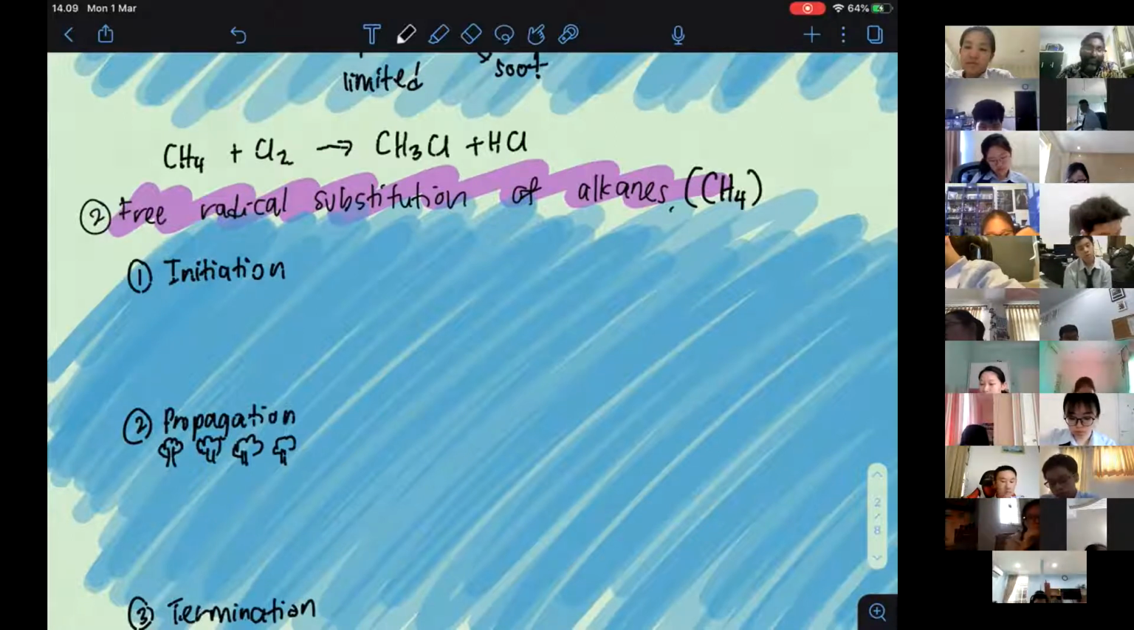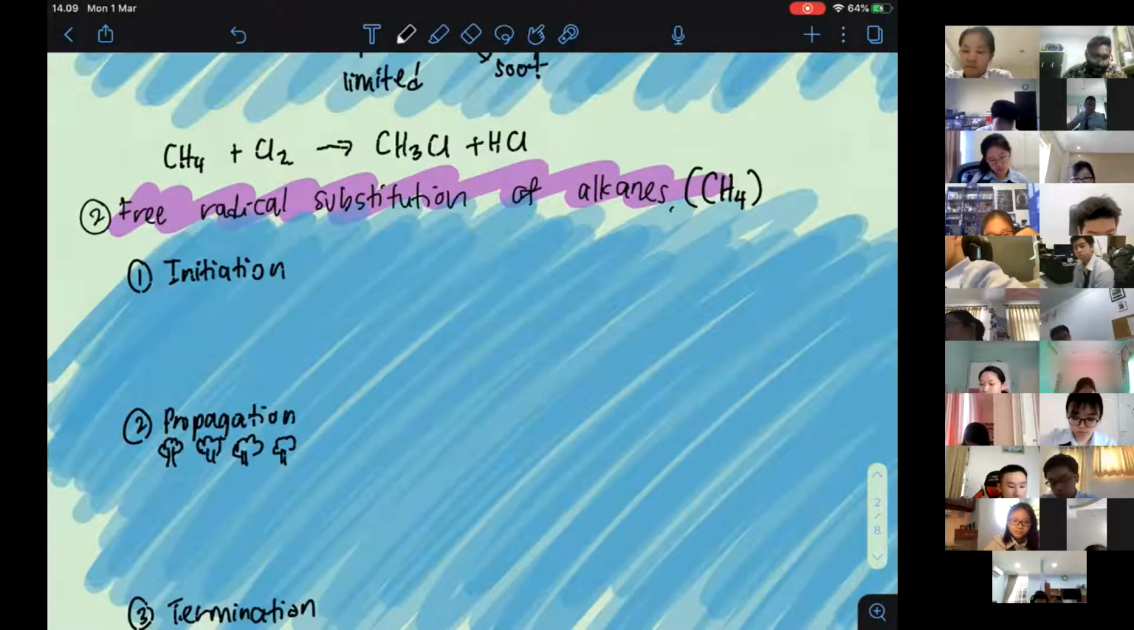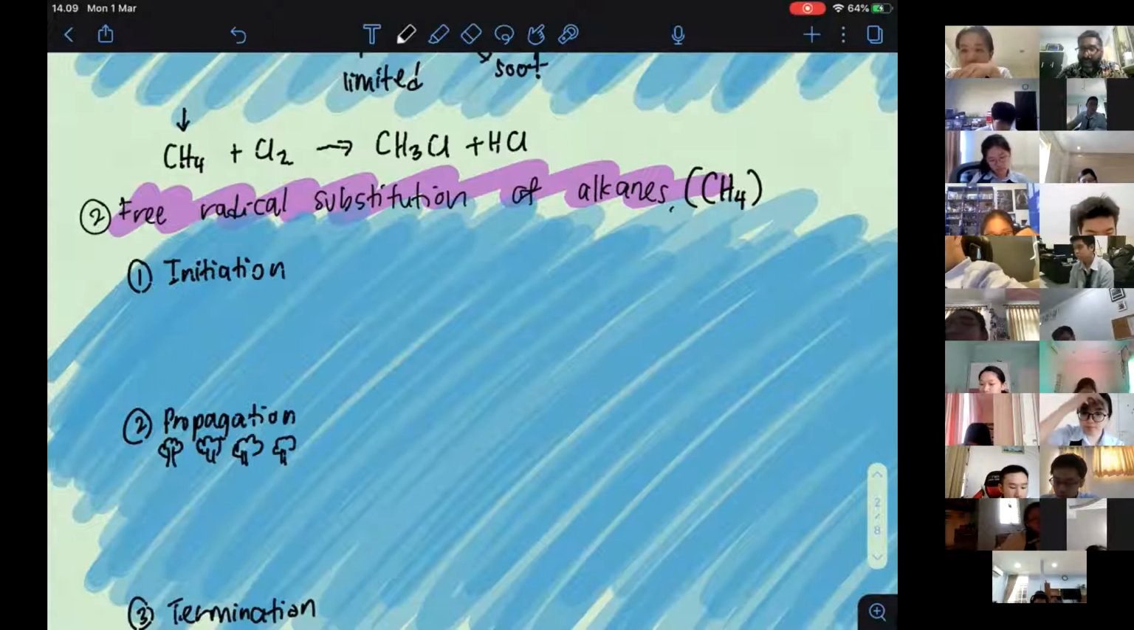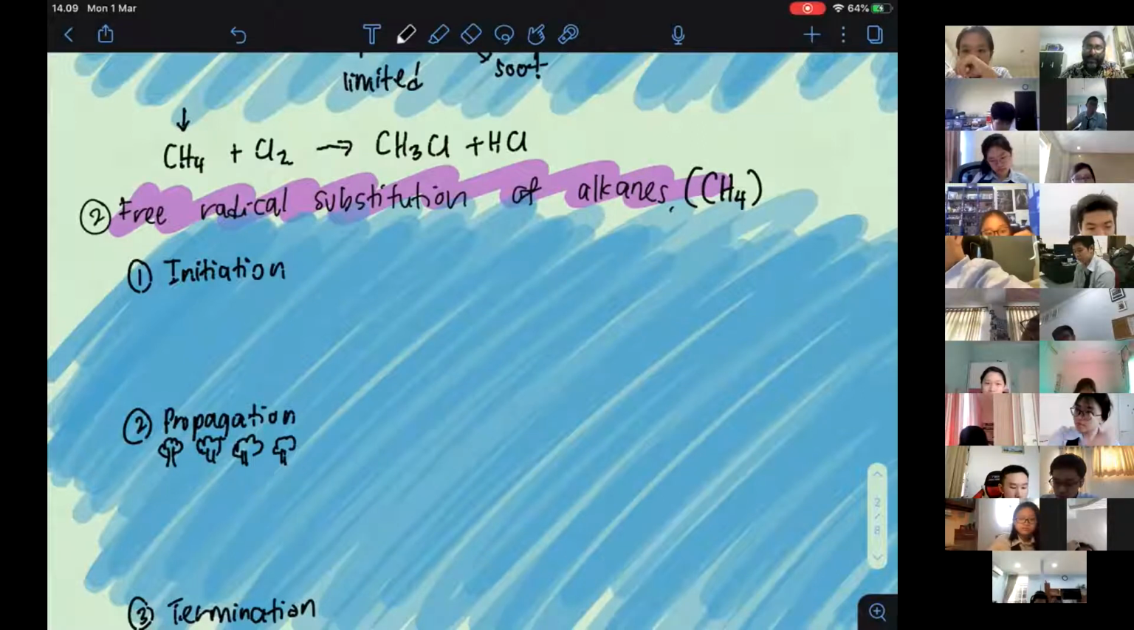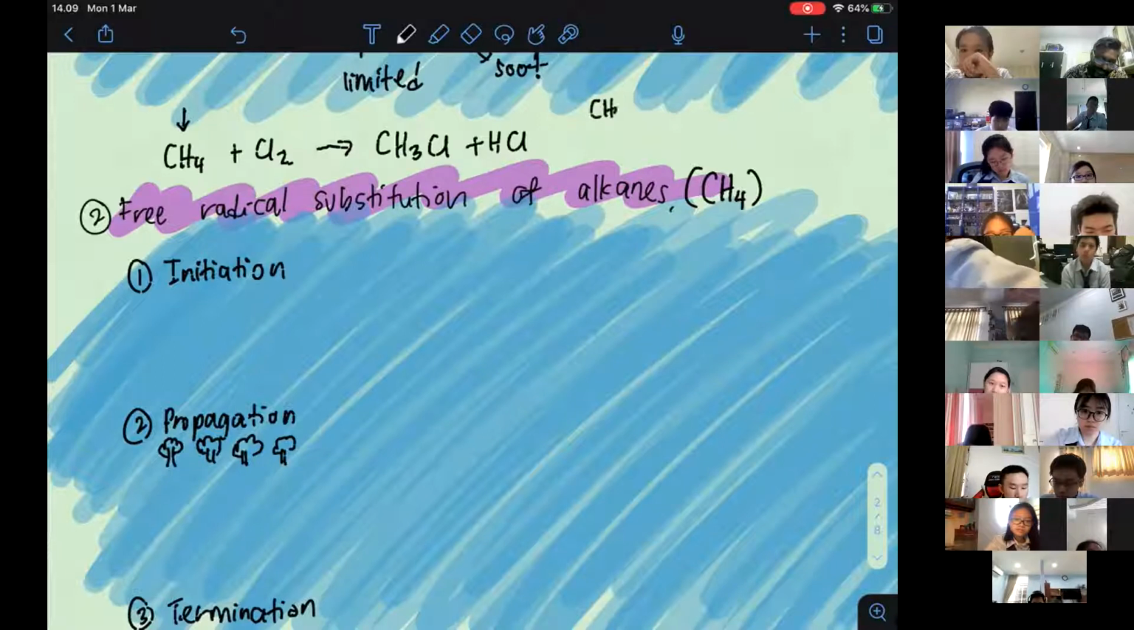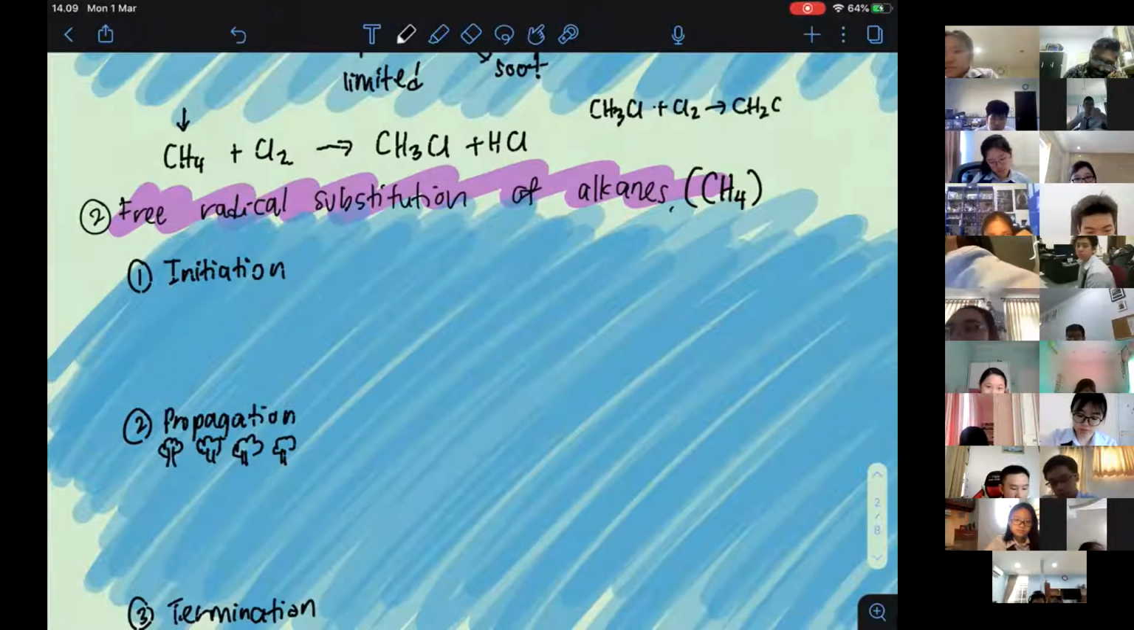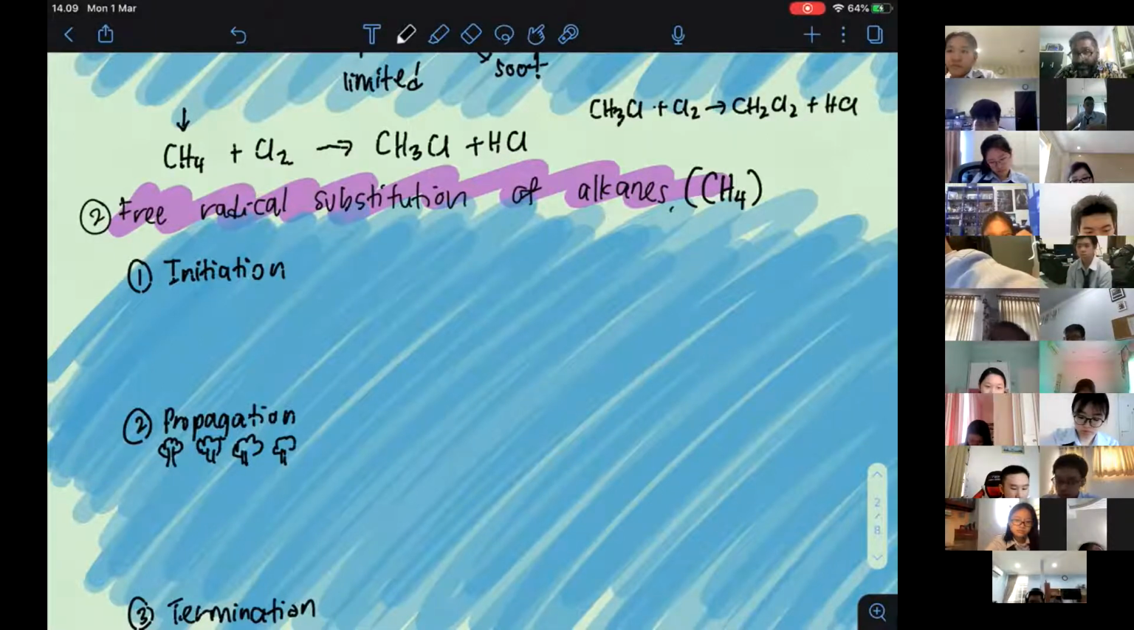Now, this substitution can happen until all the 4 hydrogens that are bonded to carbon are completely replaced by Cl. So it's going to be step by step. Now, you have CH3Cl. What's going to happen next? CH3Cl plus Cl2 is going to become CH2Cl2 plus HCl. It means another Cl goes in.